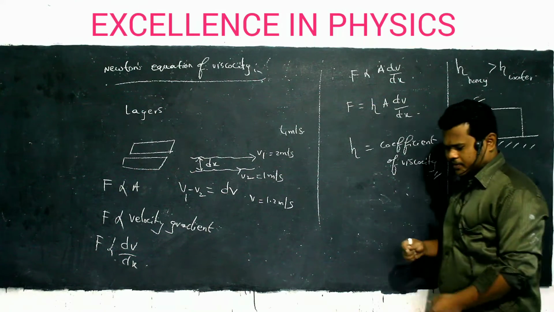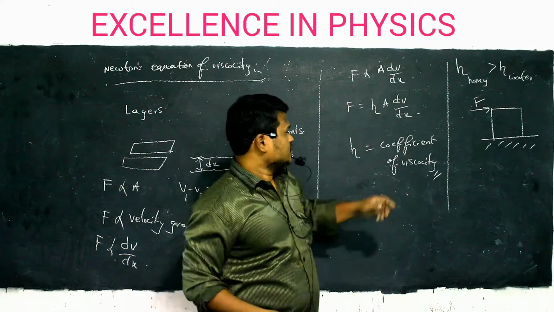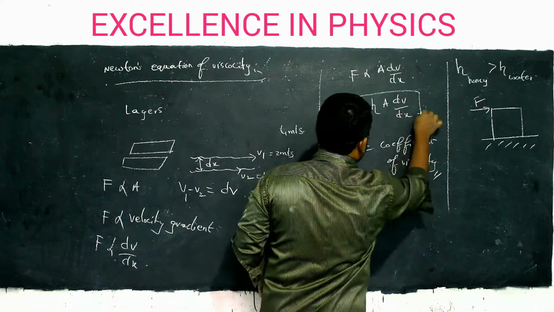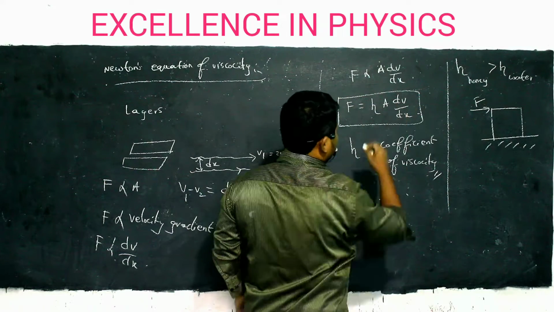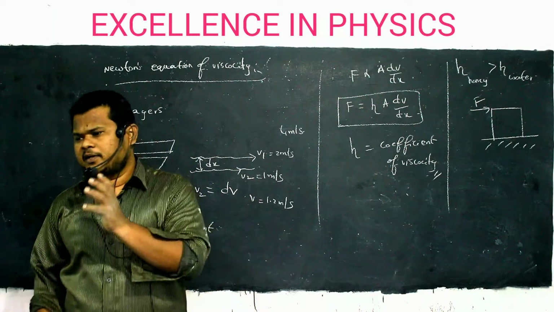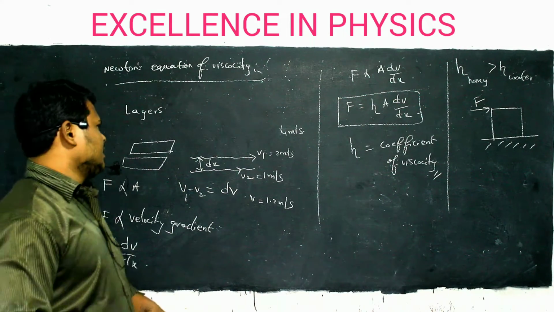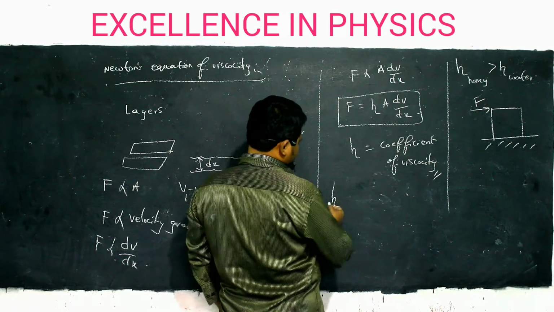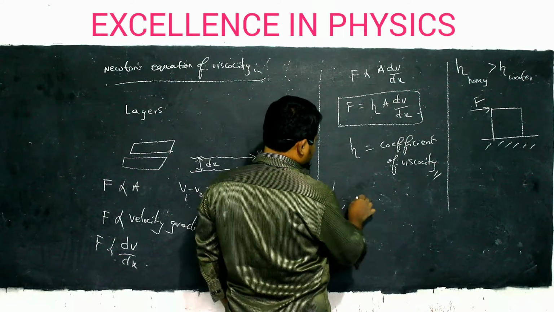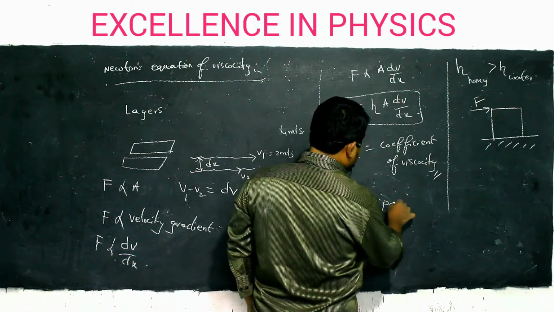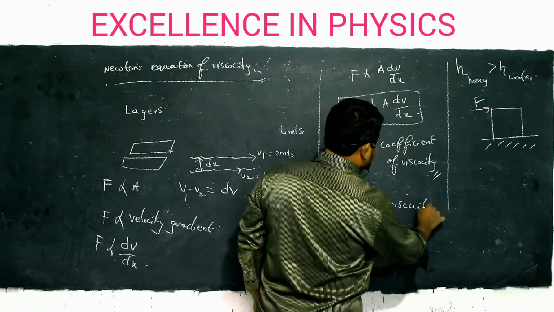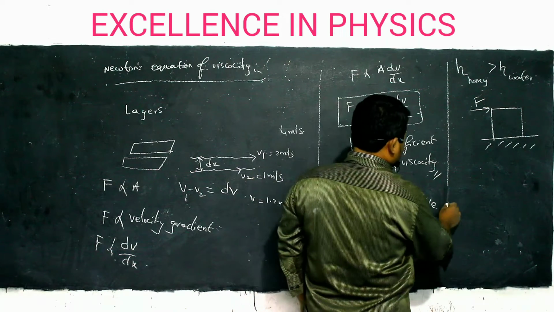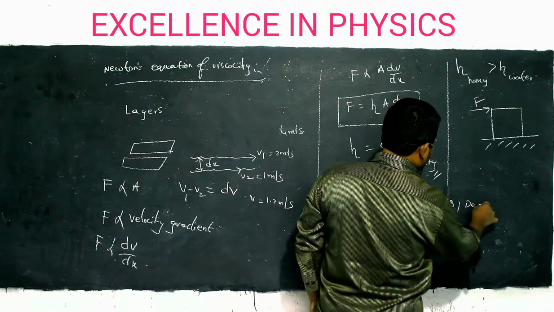So make a note up to here. This is our equation for viscous forces: F equals eta A dV divided by dx. Clear? And this viscosity has units. In the SI system, it is measured in poiseuille, or we can call it decapoise.